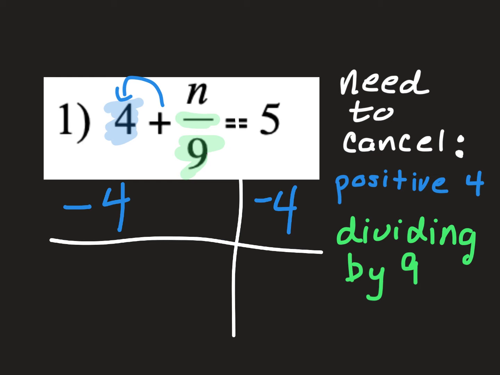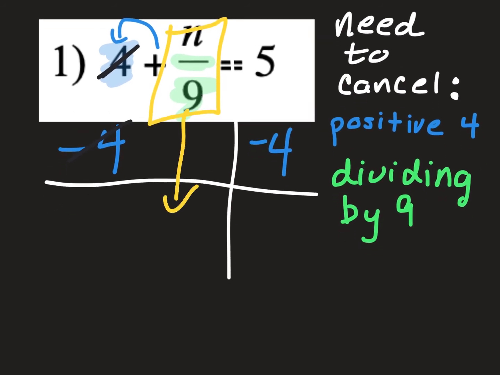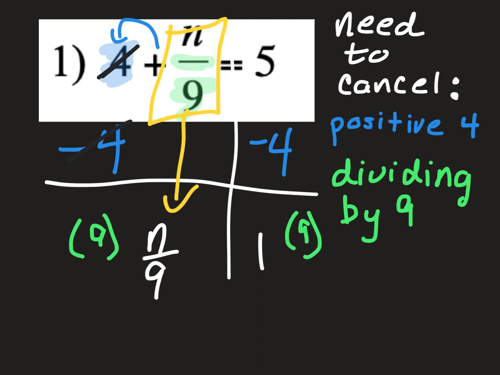And when I cancel, those 4s are going to cancel each other out, you need to bring down the n divided by 9. And then on the right-hand side, 5 minus 4 gives you 1. So then we're going to cancel out dividing by 9, and we're going to do that by multiplying by 9. And make sure that you do it on both sides.